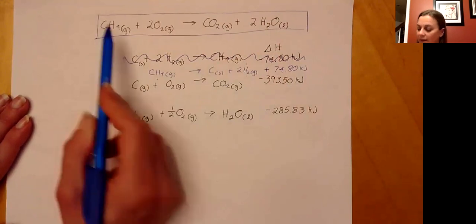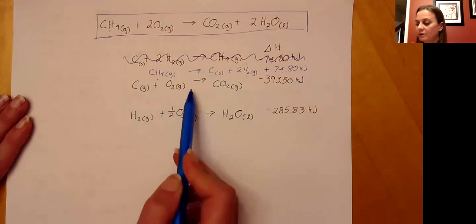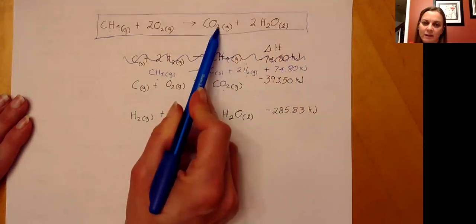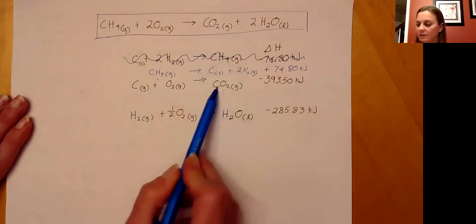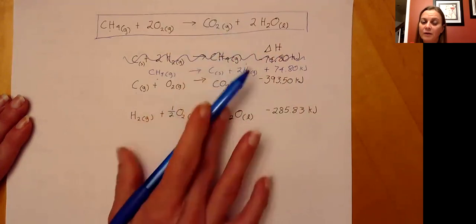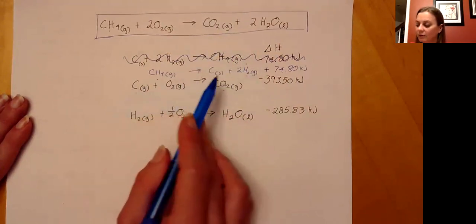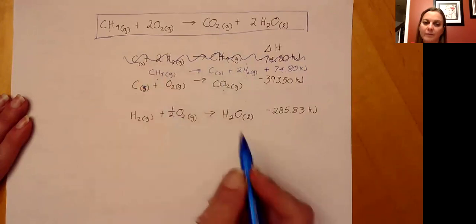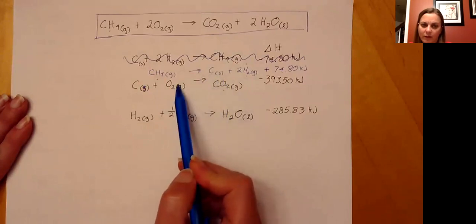Okay. And I look at my next reaction and I can see that I have carbon and oxygen forming carbon dioxide. And I see that I have carbon dioxide here as a product, and here it's a product. And I have 1 carbon dioxide and 1 carbon dioxide. So that looks like it's probably in a pretty good place. And I can see that I'm going to have carbon, that's going to cancel out. So I'm going to leave this one alone for right now.